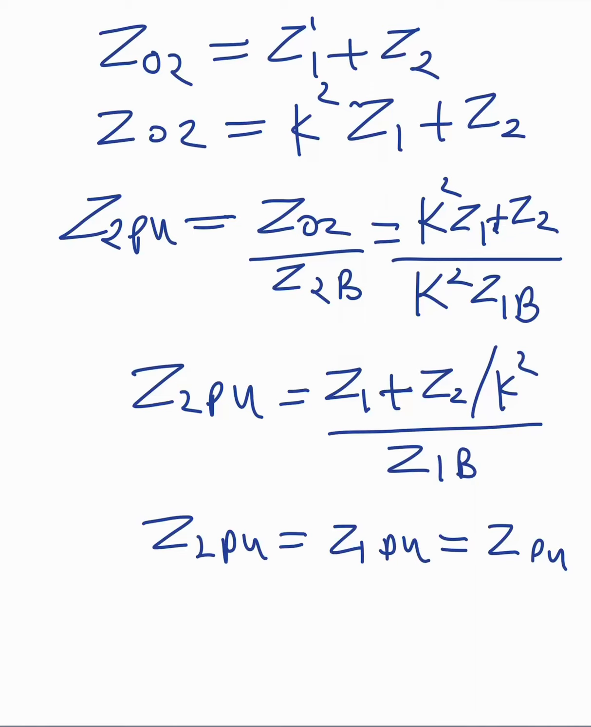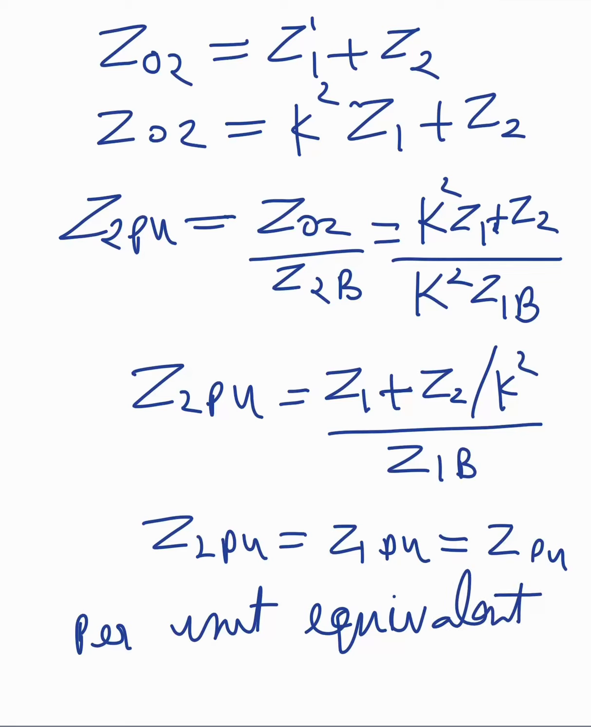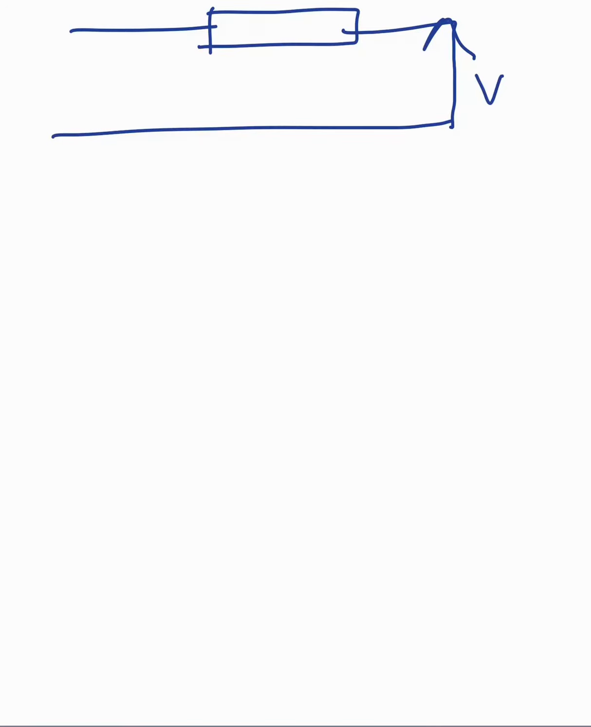So the per unit equivalent circuit of the transformer is in terms of V per unit, Z per unit and I per unit. So that is the equivalent circuit of the transformer.